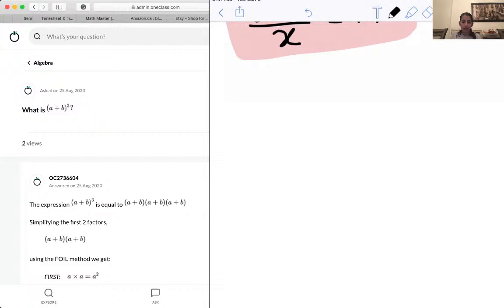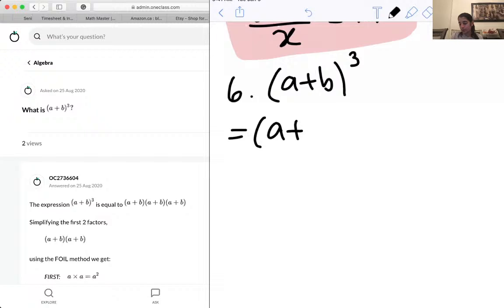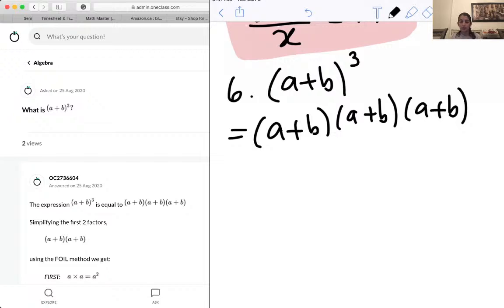Next, they ask us, what is (a plus b) cubed equal to? So a plus b cubed, that, again, is condensed form. We can turn this into expanded form: a plus b times a plus b times a plus b, and then use the FOIL method.